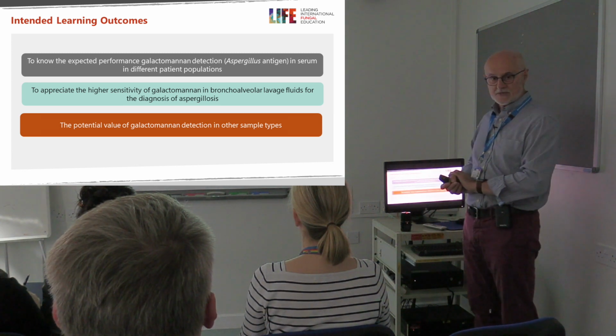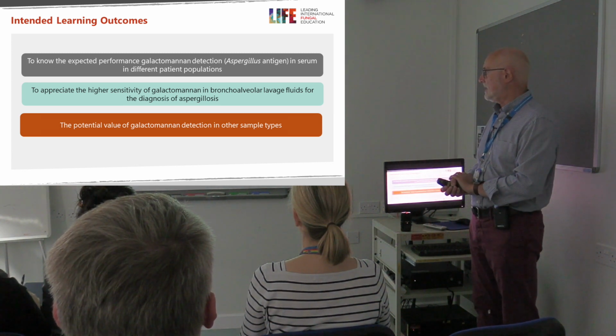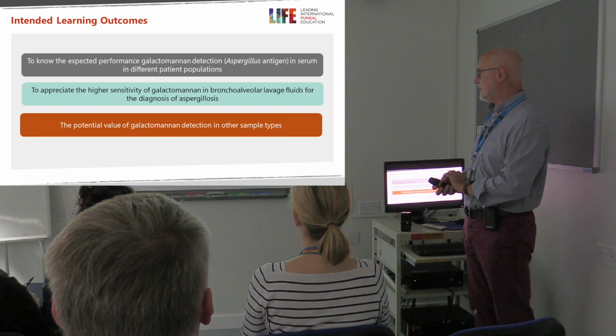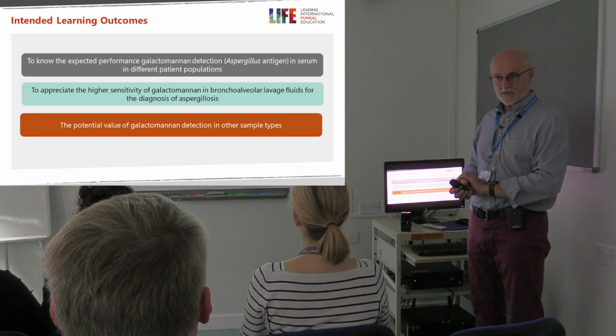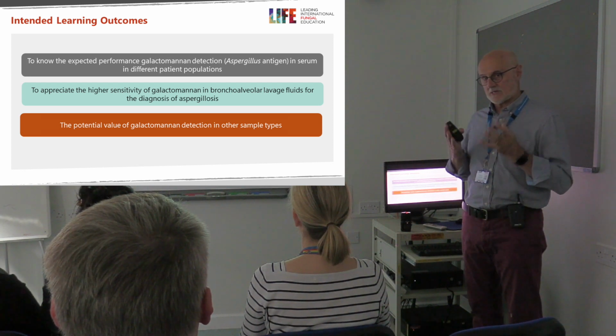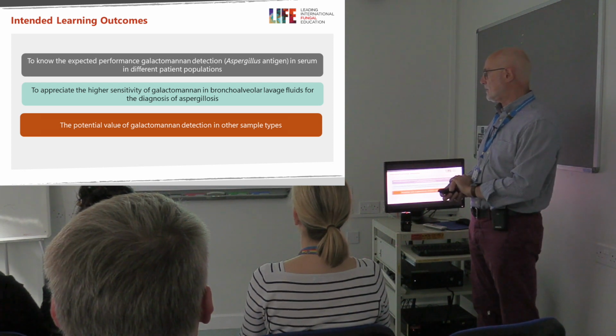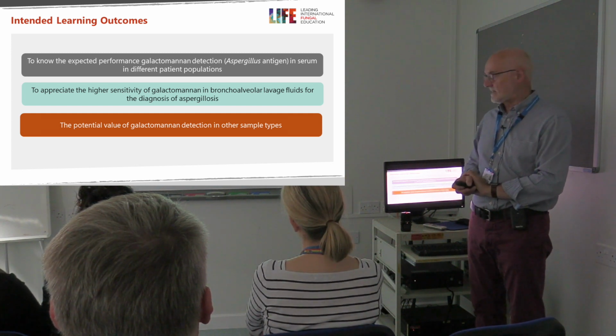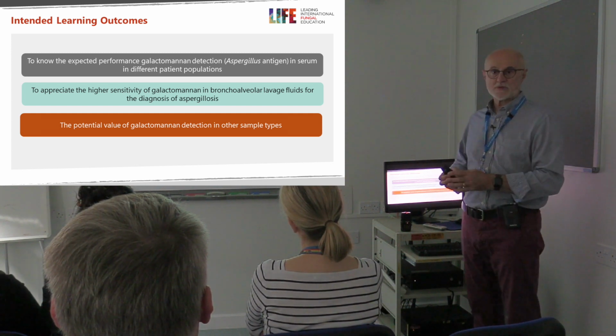The higher sensitivity is now recognised of this biomarker Galactomannan in BAL for diagnosis of invasive aspergillosis, and this is the setting where this test is really used. And also the potential value of the detection of Galactomannan in other sample types, for example urine.